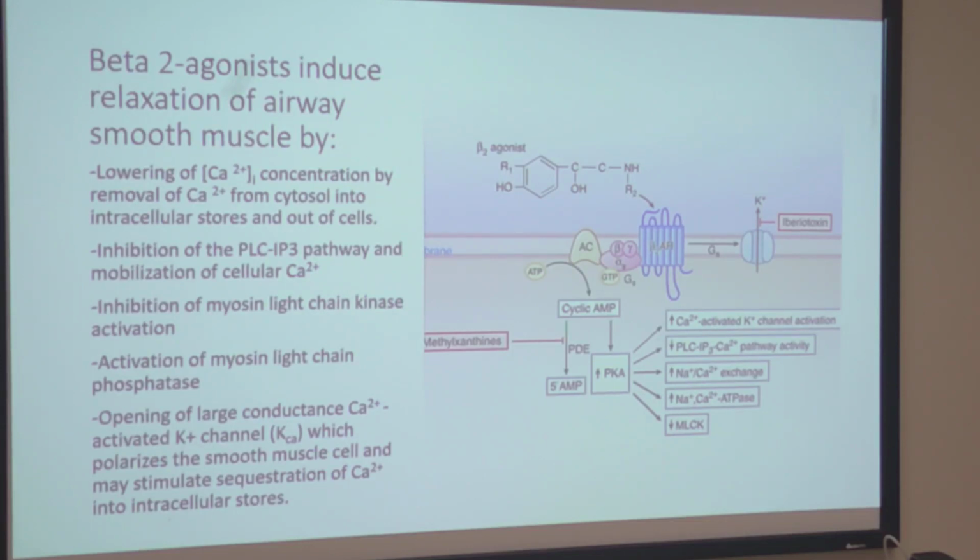And by doing that, it increases PKA activity. Therefore, PKA will cause all these effects we talked about, which will cause the bronchodilation. So one of the mechanisms of methylxanthine or theophylline is inhibiting the PDE conversion of cyclic AMP to AMP.